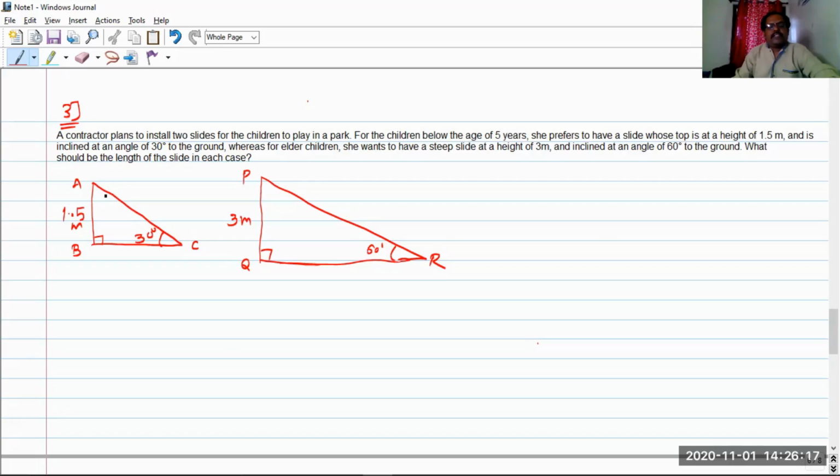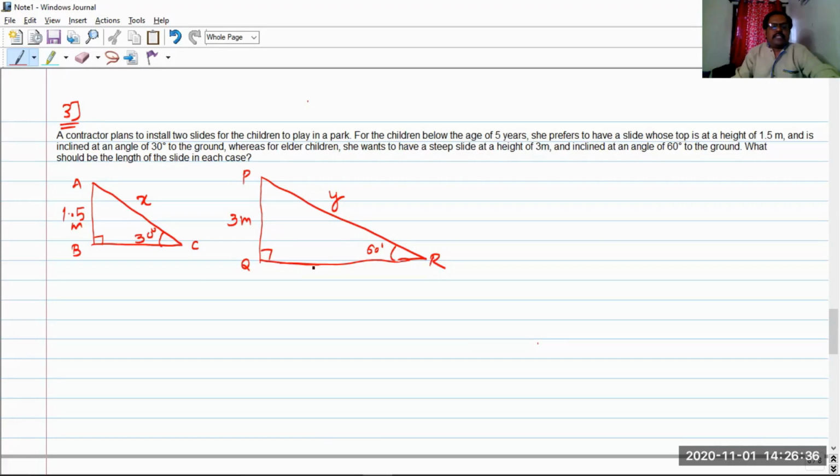So the length of the slide means, in the first case it is AC, in the second case it is PR, right? So let these lengths of the slides be x and y respectively, right? So let's move ahead to how to find it.